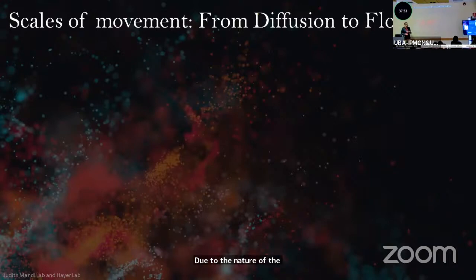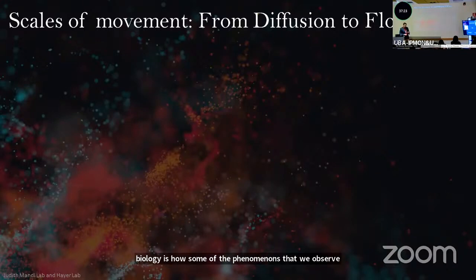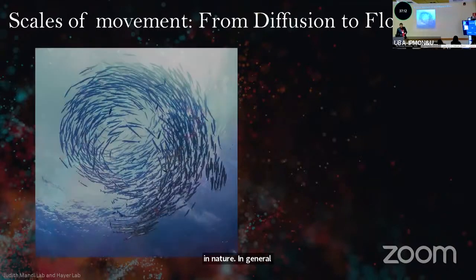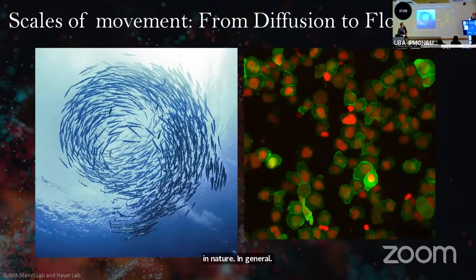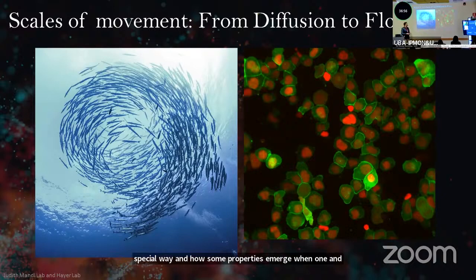But now if we want to scale out a little bit, one of the things that I really like about studying things in biology is how some of the phenomena that we observe are sometimes scale free. So the things that I like to think about and to observe in nature in general are how different elements can come together in a collective and start acting in a very particular or special way, and how some properties emerge when one and two get together and create something different that is not expected.